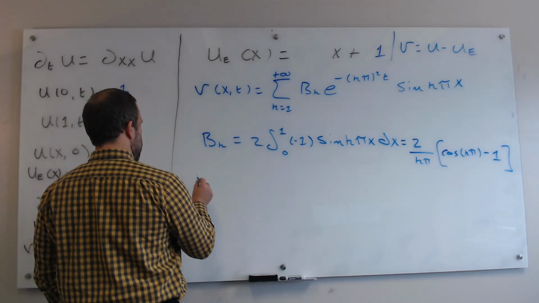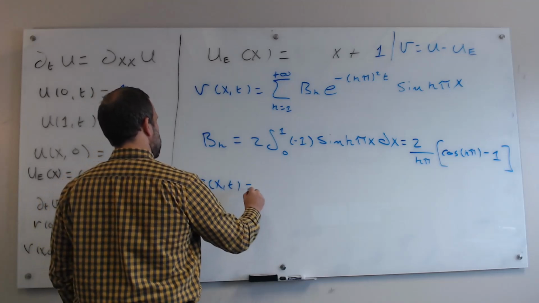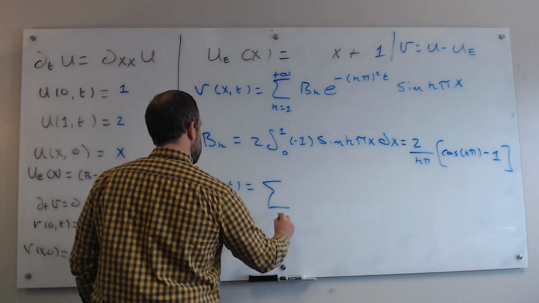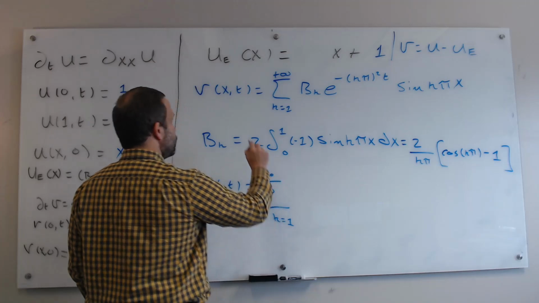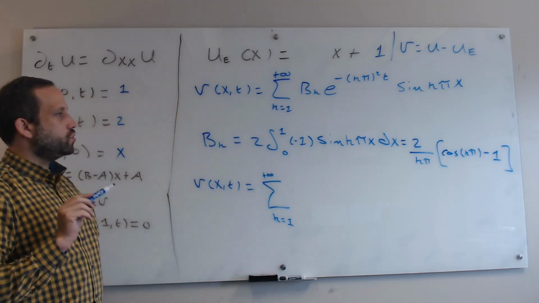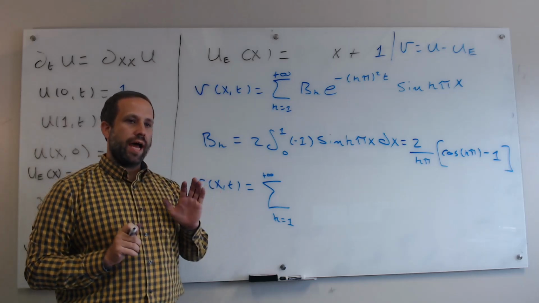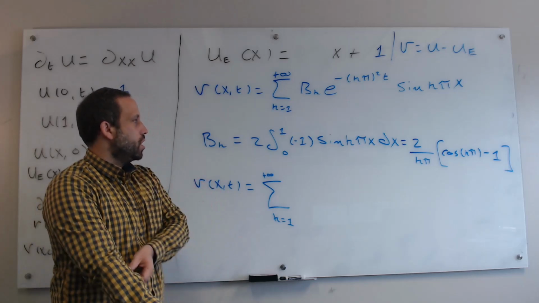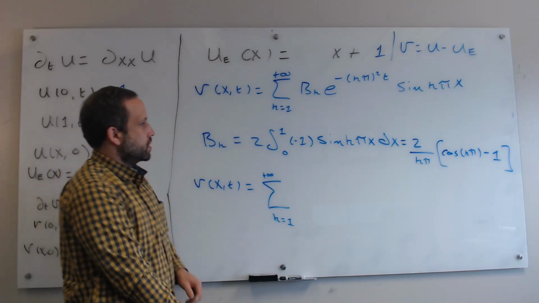So then v of x,t, I'm going to look at the sum, k equals 1 to infinity. Okay, so b_k, I only want to sum over the odd indices. So that's going to be over indices of the form 2k plus 1. So wherever I see a k, I'm going to replace it with 2k plus 1.